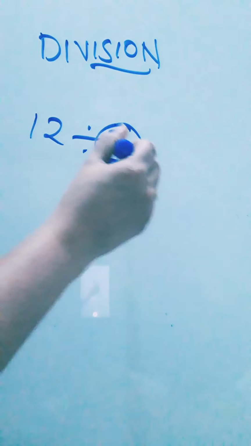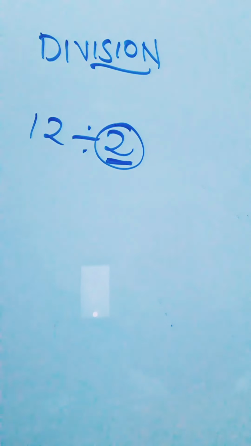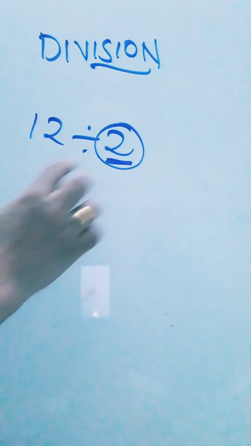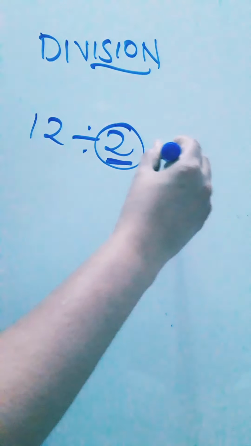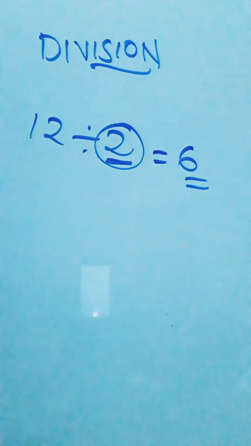That means you should remember the table of the divisor. You know 2's table very well. 1 2's are 2, 2 2's are 4, 2 3's are 6, then 4 2's are 8, 5 2's are 10, 6 2's are 12. What is the answer then? 6. How many times? 6 times.